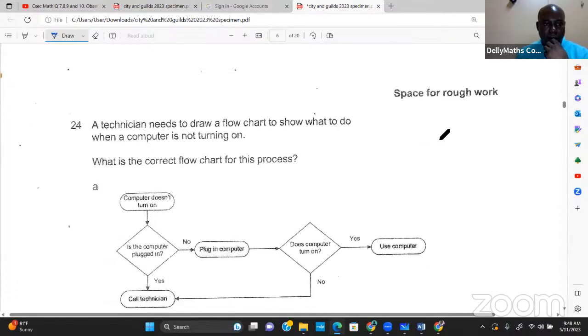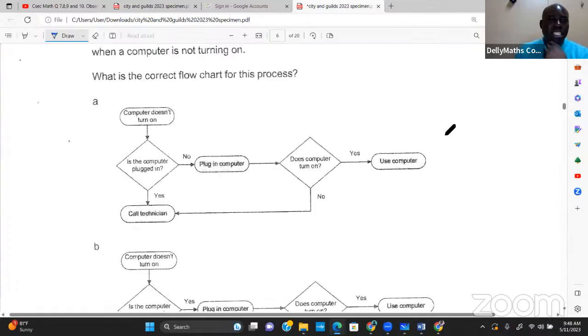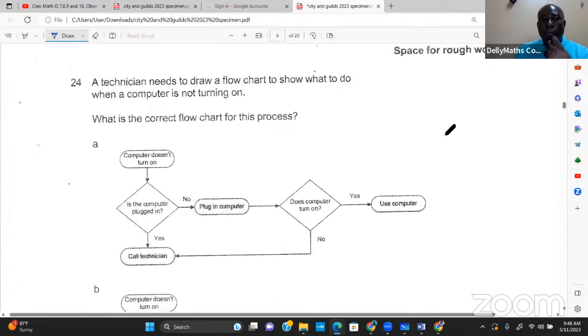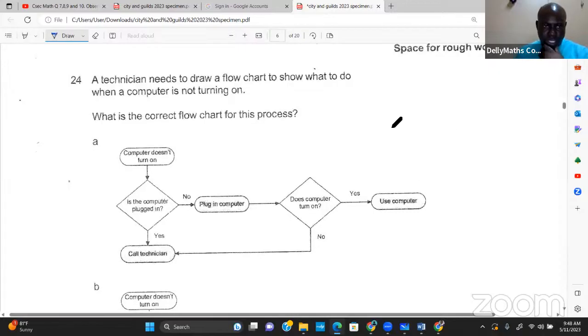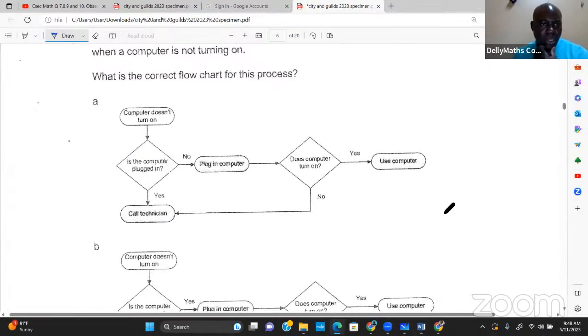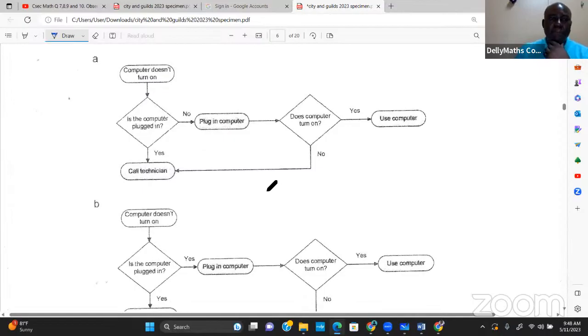All right. So we're looking at this. It says a technician needs to draw the following flowchart to show, when a computer is not turned on, what's the correct thing to do. Just try to turn your computer on, it's not coming on. Now, A is saying that the computer does not come on. Next thing, is the computer plugged in? All right, so you want to check what's going on. Yes. So this is incorrect.